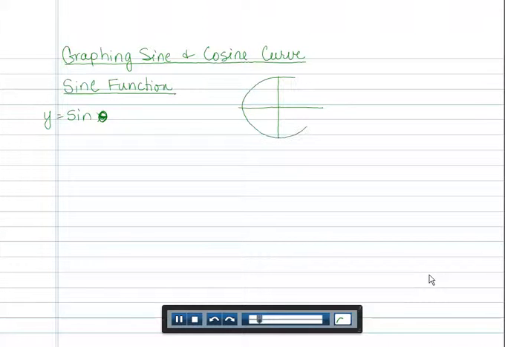So we'll draw a circle like this. And we know that from the unit circle, this point is going to be 1, 0. That's at 0 degrees or 0 radians. At 90 degrees or pi halves radians, this point right here is going to be 0, 1. This point over here, which is 180 degrees or just regular pi, is going to be negative 1, 0. And this point at 270 degrees or 3 halves pi is going to be 0, negative 1.